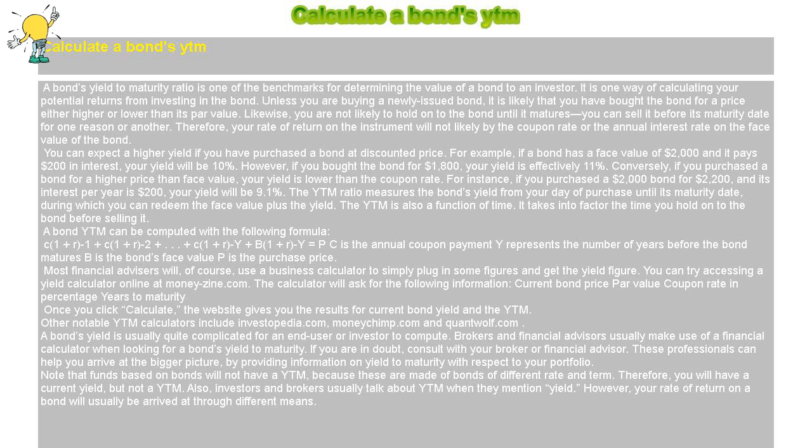Other notable YTM calculators include Investopedia.com, MoneyChimp.com, and Quantwolf.com. A bond's yield is usually quite complicated for an end user or investor to compute. Brokers and financial advisors usually make use of a financial calculator when looking for a bond's yield to maturity. If you are in doubt, consult with your broker or financial advisor.